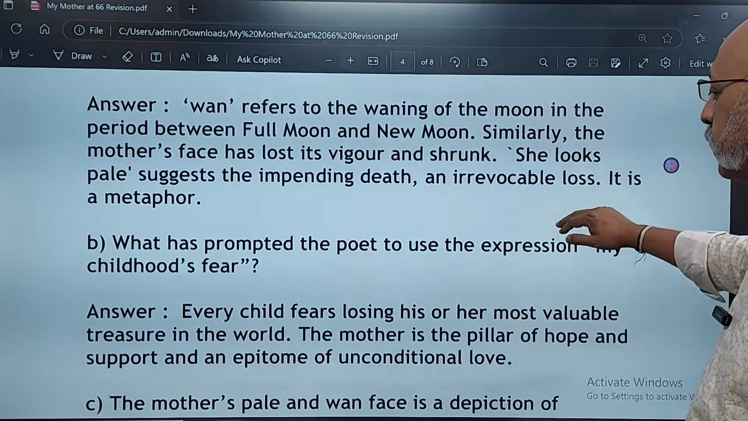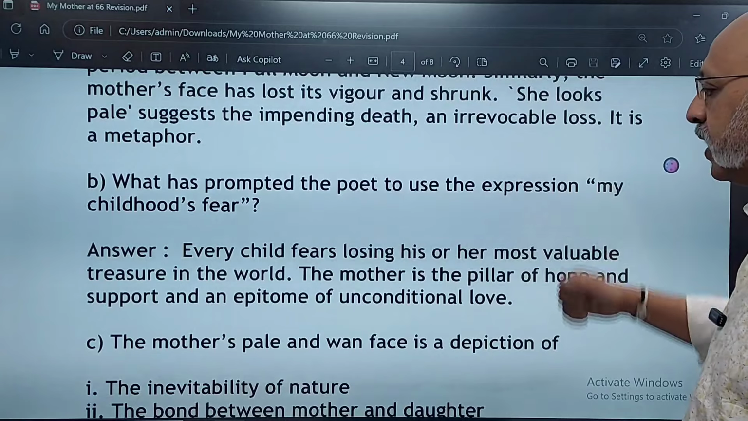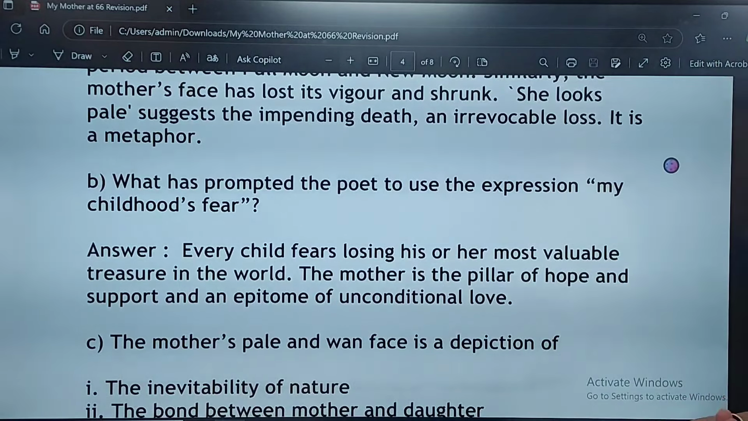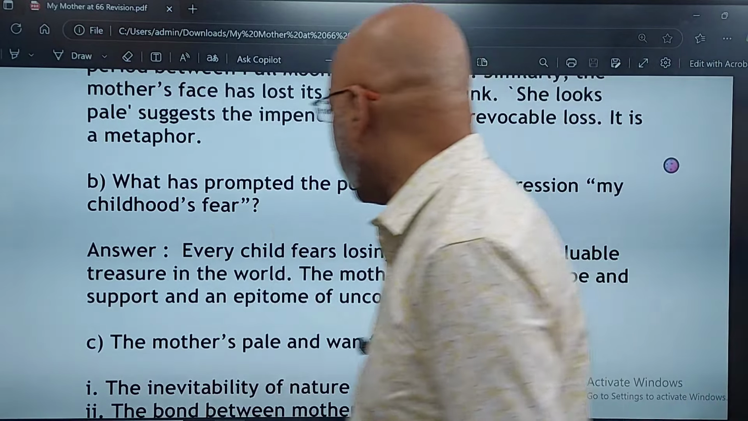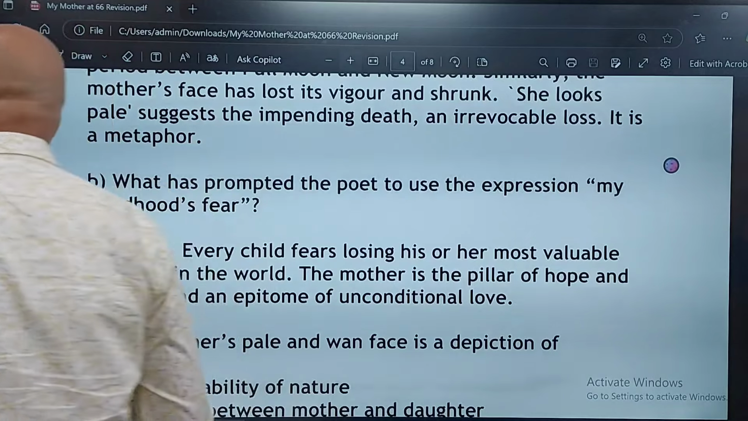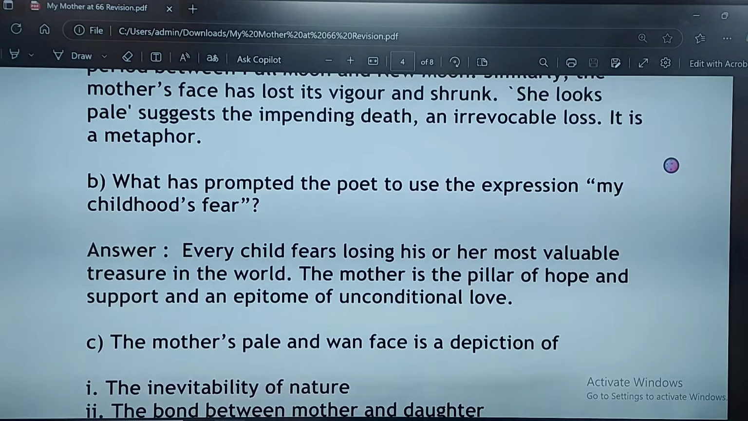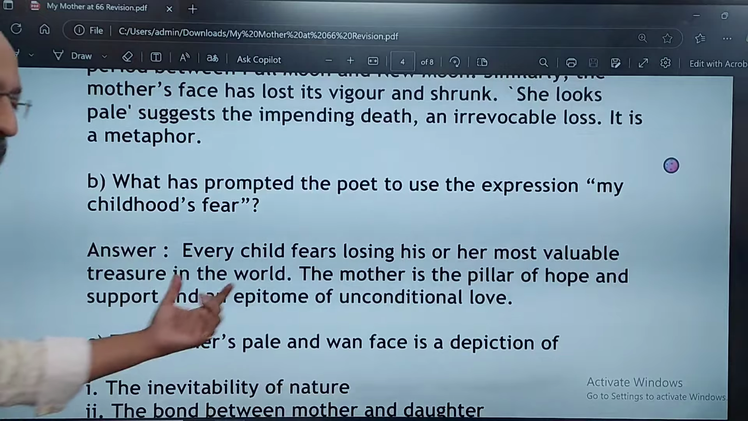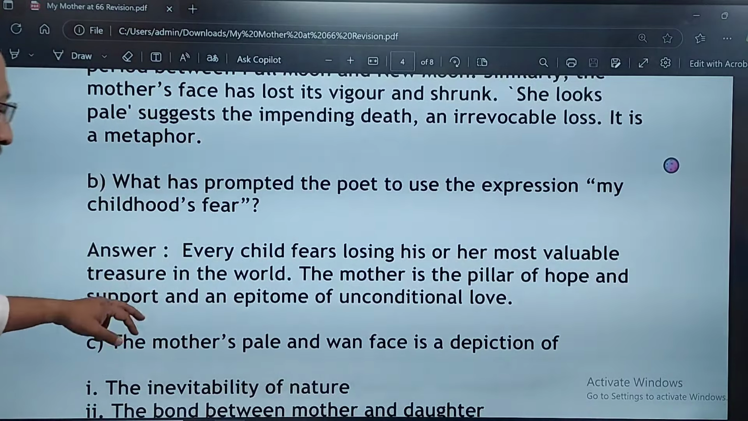What has prompted the poet to use the expression, "my childhood's fear"? Every child fears losing his or her most valuable treasure in the world, in most cases, the parents. The mother is a pillar of hope and support and an epitome of unconditional love. Epitome means a symbol of unconditional love.